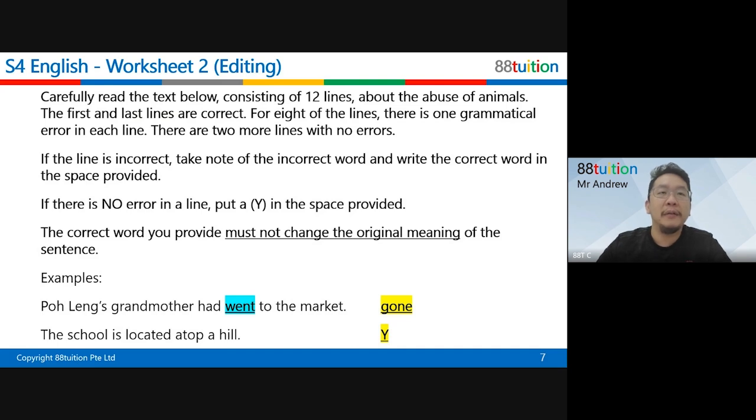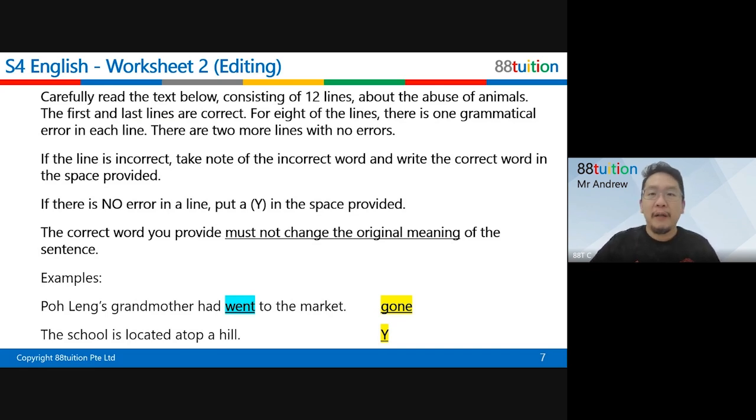So there's no way you can circle. So you just need to take note of the incorrect word and write the correct word in the space provided. That's if you're doing the online worksheet. Instead of taking the line that has no error, you just put a Y in the space provided. Remember that the correct word you provide must not change the original meaning of the sentence. So I've actually seen mistakes before where students try to change by giving another word and the entire meaning is different. So we want to avoid that.